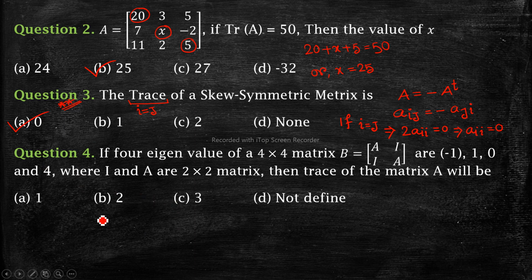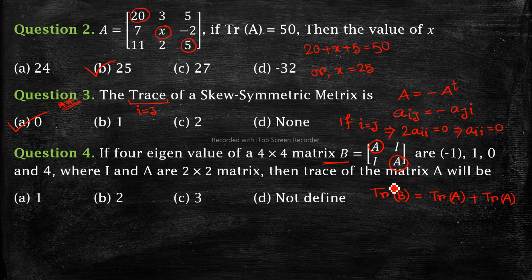Now this is also one important question. Find out the eigenvalue of 4 cross 4 matrix B. B is given and B is containing A matrix, identity matrix also. Eigenvalues of matrix B are given. So from here, if you want to find out trace of B, we can write trace of A plus trace of A. That means we can write here trace of A plus trace of A. Yes or no?